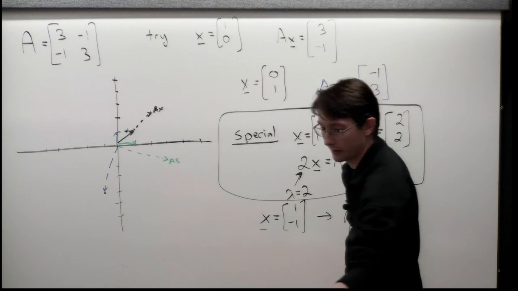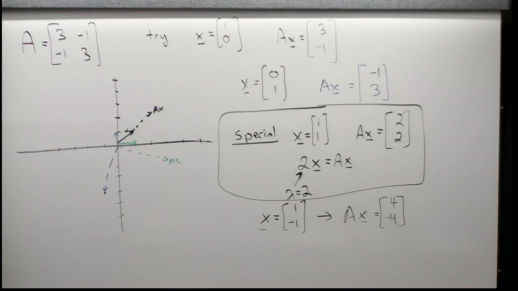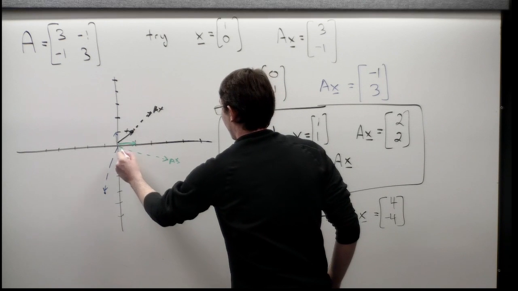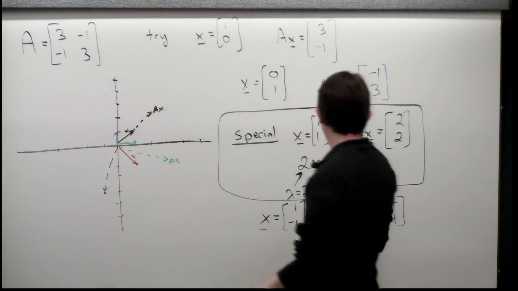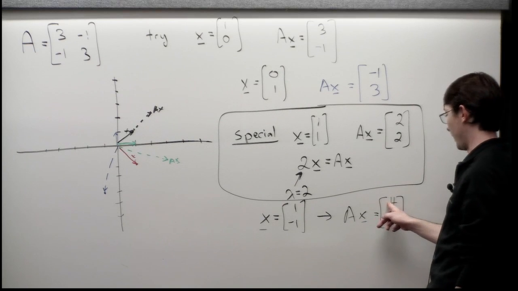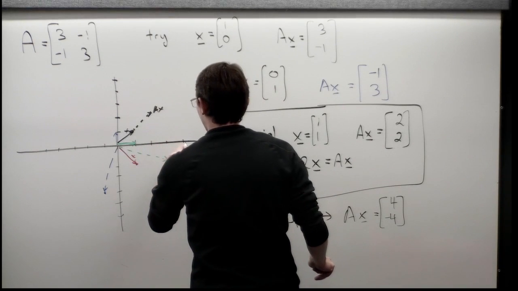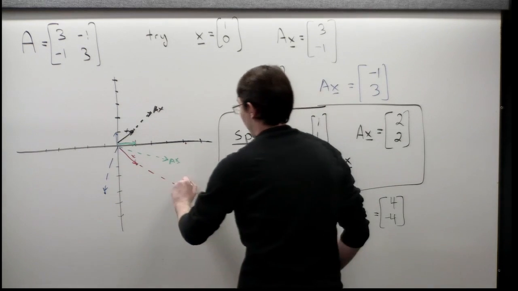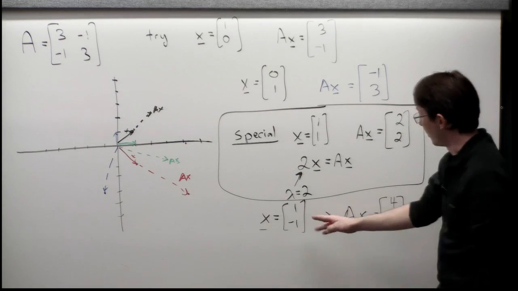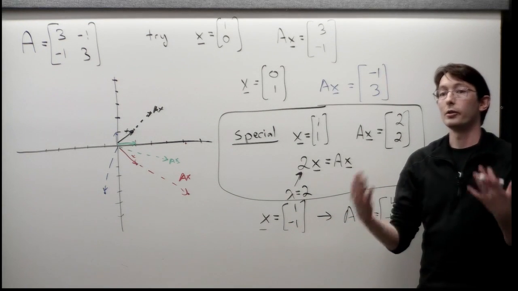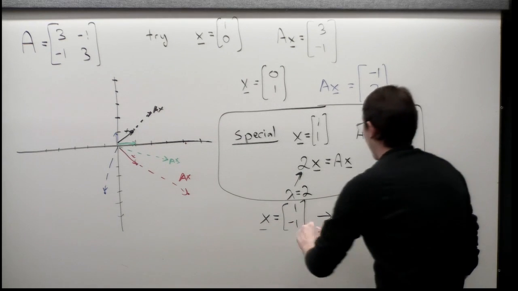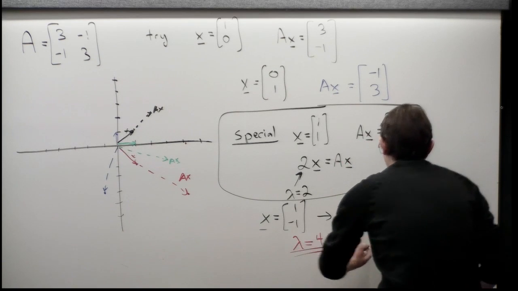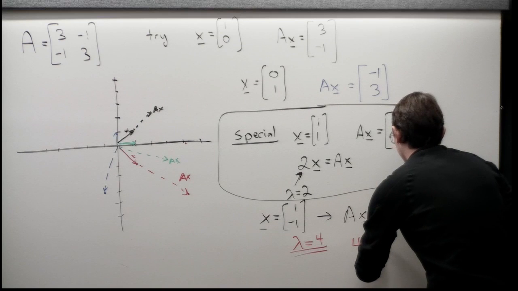Let's plot these vectors in red. My first vector, I go to the right 1 and down 1. This is x. And then when I map through A, I go to the right 4 and down 4: 1, 2, 3, 4, 1, 2, 3, 4, which is in the same direction. So x equals (1, -1) is also an eigenvector of the matrix A with eigenvalue lambda equals 4. So 4 times x equals A times x.